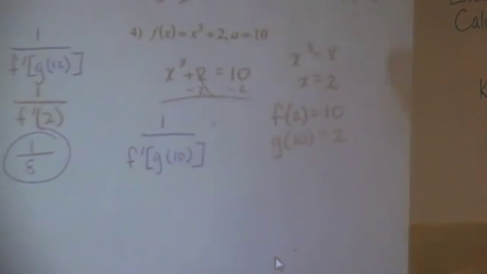So 1 over the derivative of the original at the inverse of 10. So 1 over the derivative at 2. So find the derivative. Just 3x squared, so 1 over 12 is your final answer.